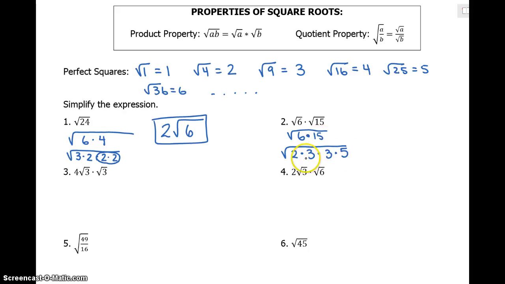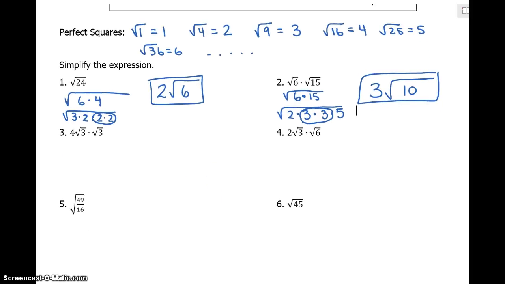Now, I'm going to look for my pairs because I know that I can't break down 2, 3, and 5 any further. And I see a pair of 3's. So the 3 is going to come on the outside, and 2 times 5 will be multiplied as 10, and that will be my final answer. All right. Now, let's look at example number 3 because it's a little bit different. There's actually a number on the outside already.